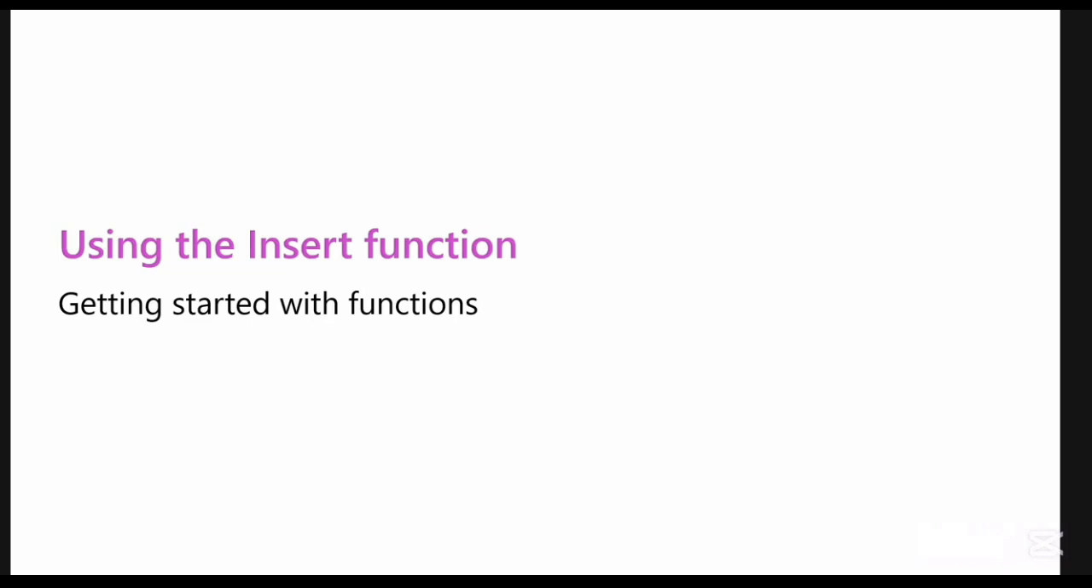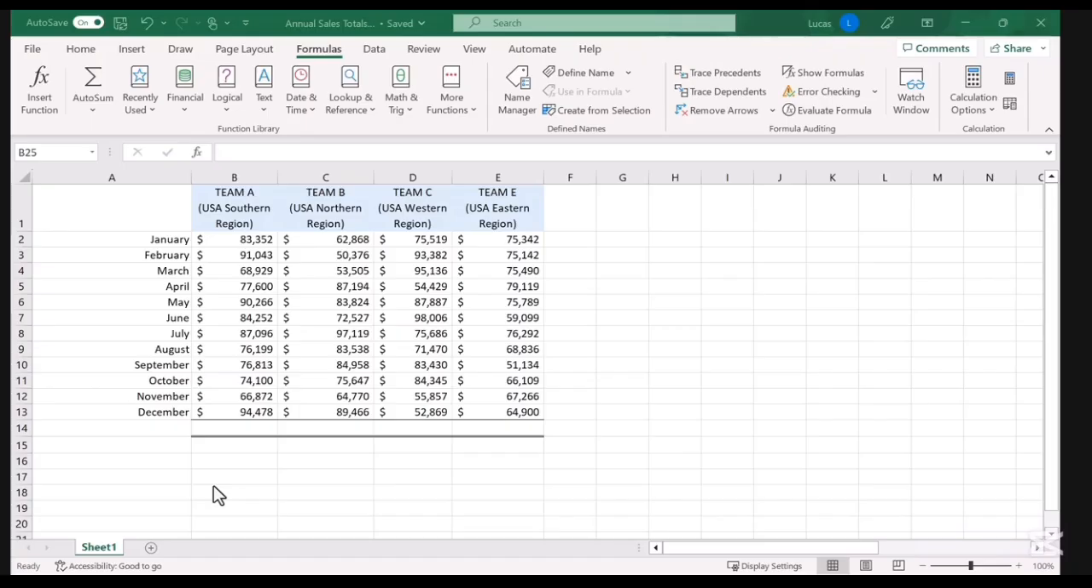In this video, you'll explore the Insert Function tool and function categories and learn how to create a function. Over at AdventureWorks, the company is busy calculating the annual sales total for each regional team. The sales data is contained in a worksheet called Sheet 1. The worksheet lists all 4 teams and their respective sales totals for each month. Let's help AdventureWorks calculate each team's total sales using the Insert Function feature.